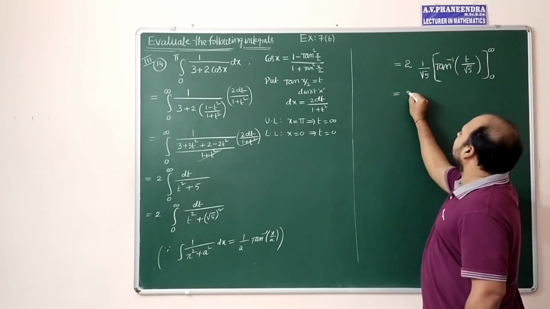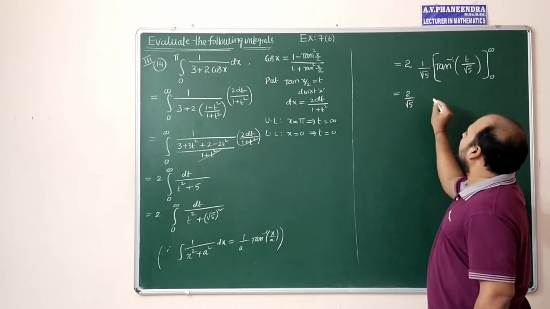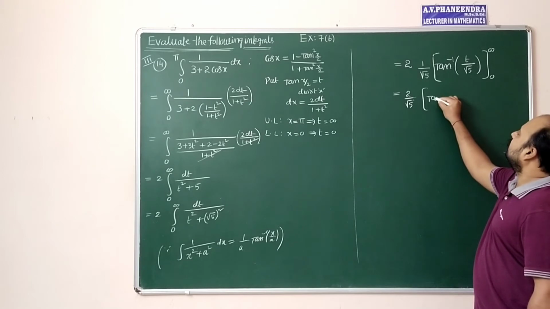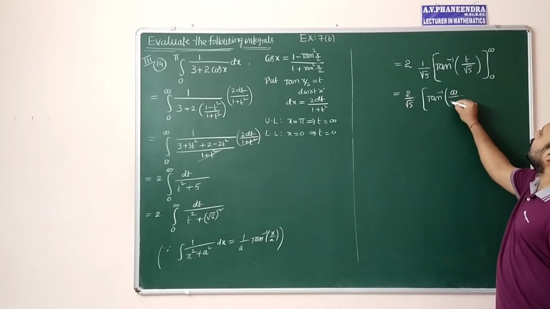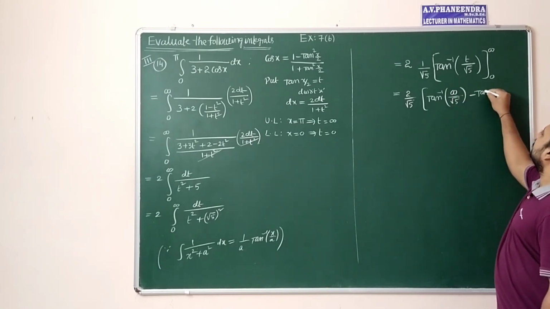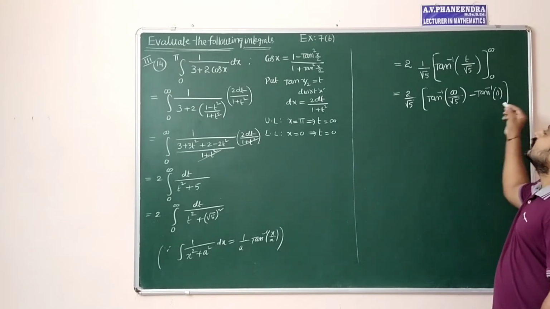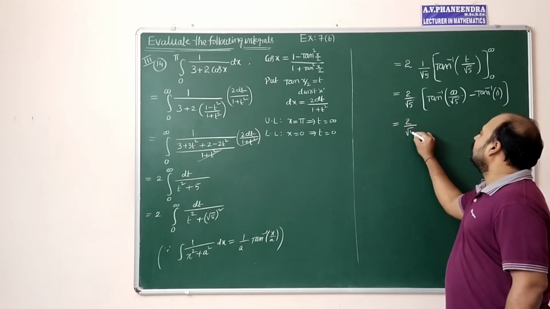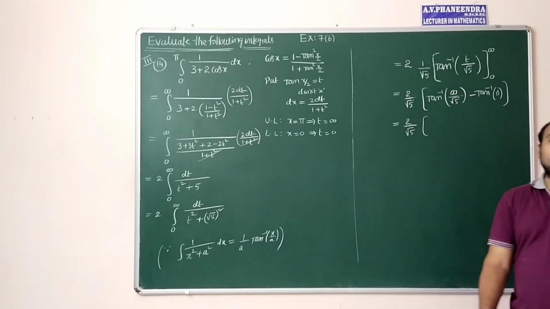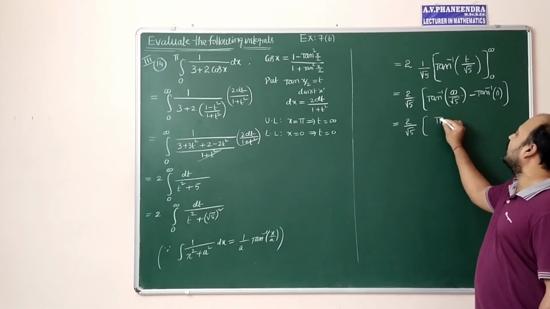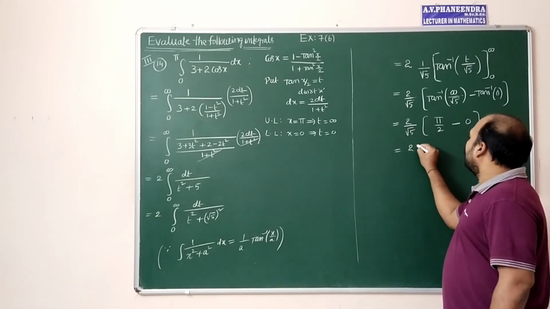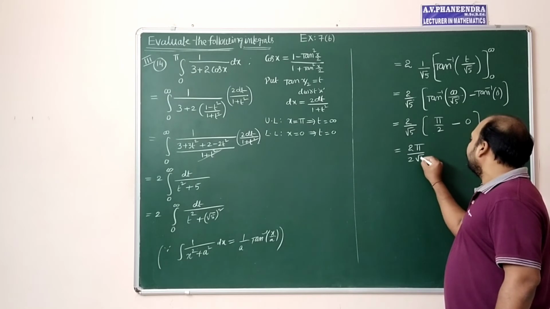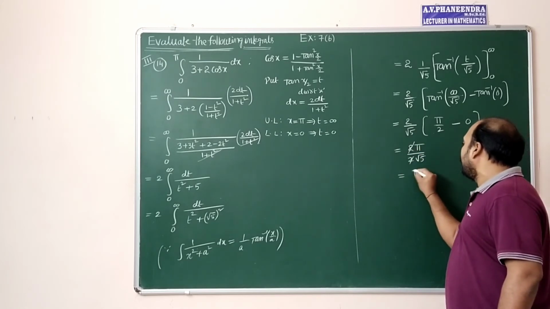So which is equal to 2 into 1 by root 5, tan inverse of, in place of t, infinity divided by root 5 minus tan inverse of 0. 0 by anything is 0. So which is equal to 2 by root 5, tan inverse of infinity by something is infinity only. So tan inverse of infinity is what? Pi by 2. Tan inverse infinity is always equal to pi by 2. Minus tan inverse of 0 is 0. So actual multiplication here, 2 pi divided by 2 root 5. So 2 gets cancelled, which is equal to pi by root 5.